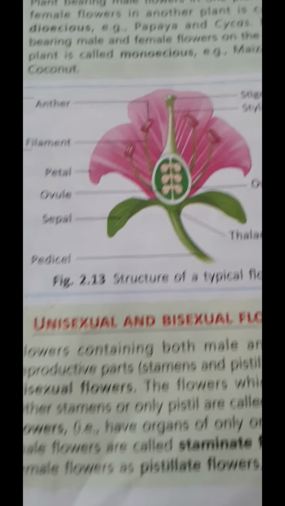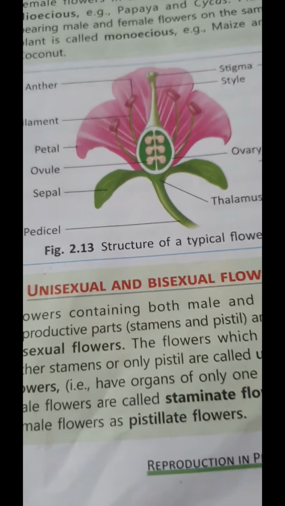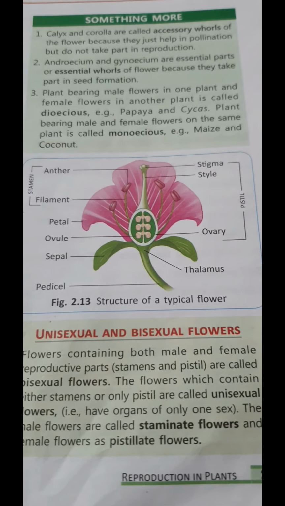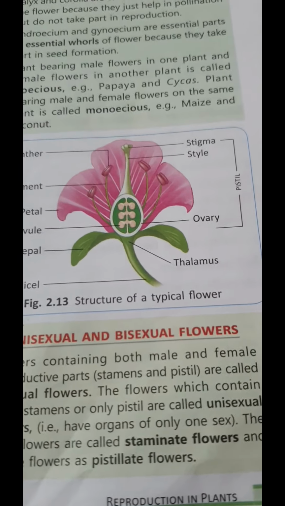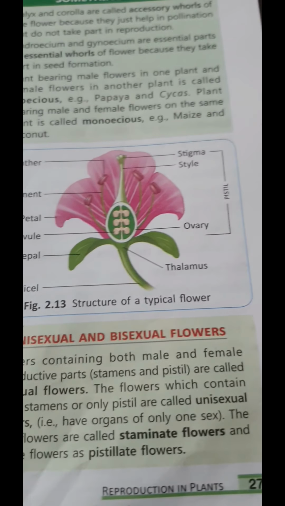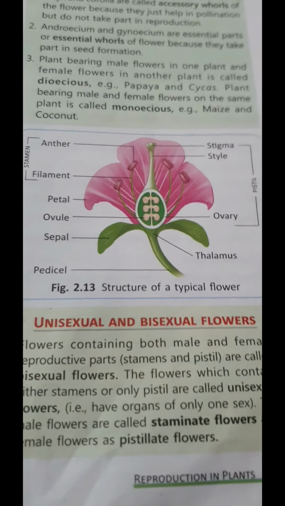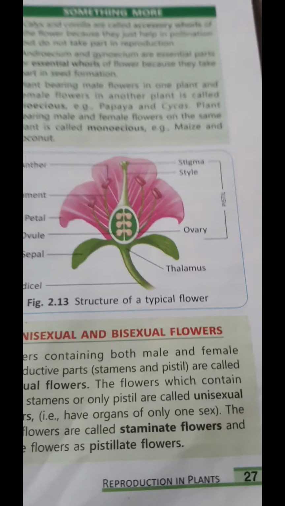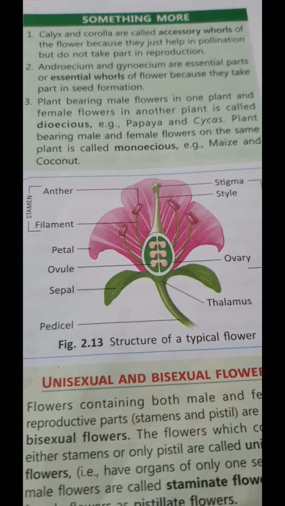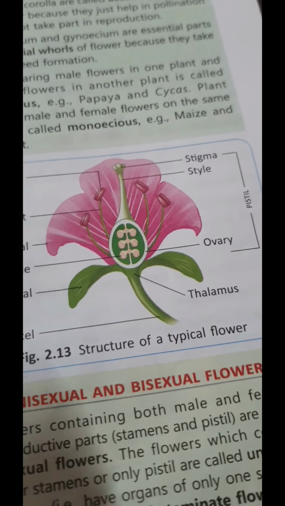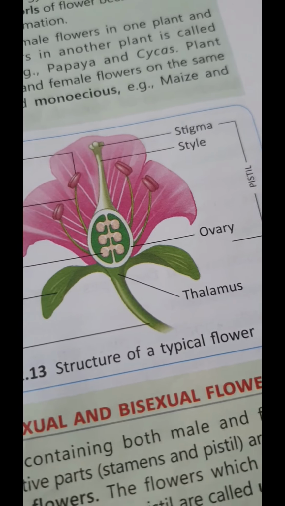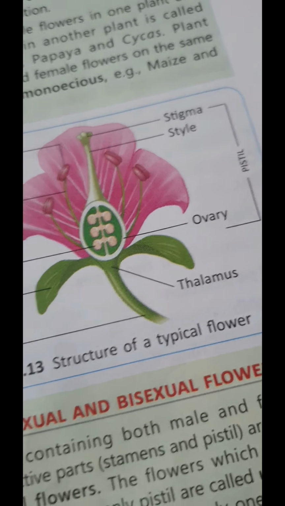Now, if the flower contains both male and female reproductive parts, that is, stamen and pistil, it is called a bisexual flower. If the flower contains only stamen or only pistil, it is called a unisexual flower. The male flowers are called staminate flowers and the female flowers are called pistillate, because the other name of androecium is stamen and of gynoecium is pistil. So: stamen, staminate; pistil, pistillate.